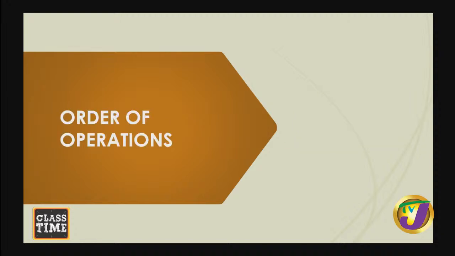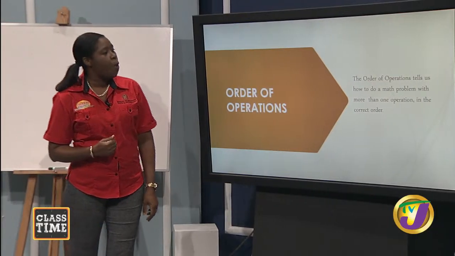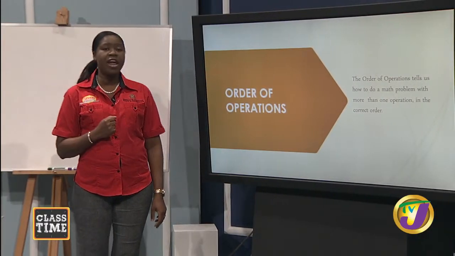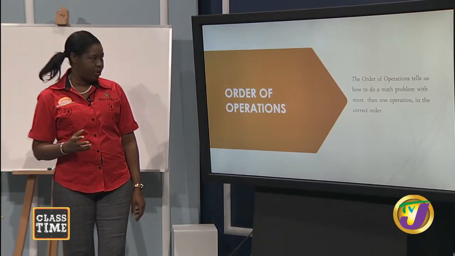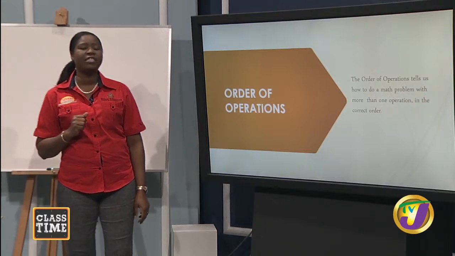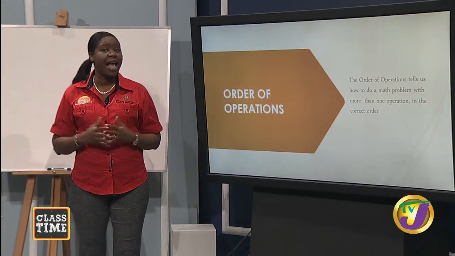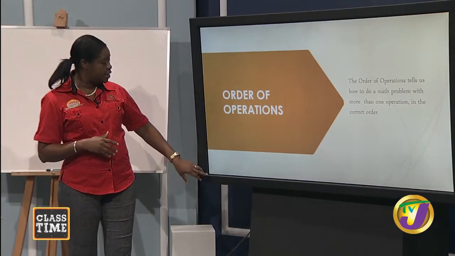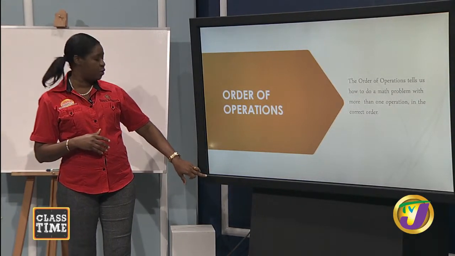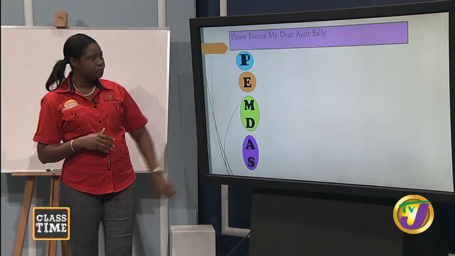Now, why is this important? The order of operations tells us how to do a math problem with more than one operation in the correct order. And that is very important because if we do not follow this order, we'll all get different answers. So let's see the order that we're supposed to conduct our operations.